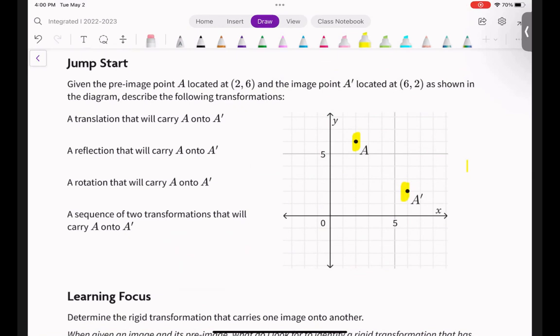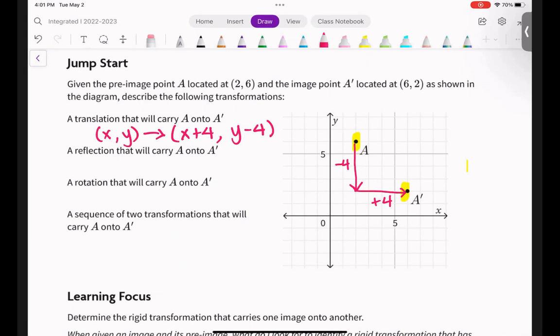So maybe someone says, oh, Ms. Johnson, we can go down this much and then right this much. Very good. So this would be down 4, right 4. And notation-wise, this is how we would write it. We would say (x, y) maps onto (x + 4, y - 4). And those are like directions, right? Instructions on how to move.